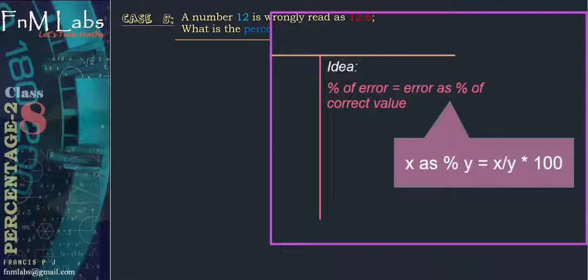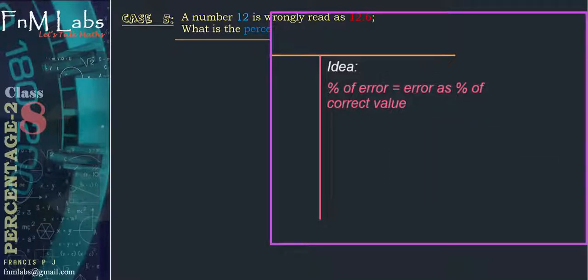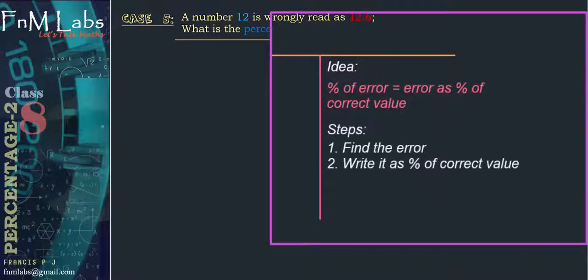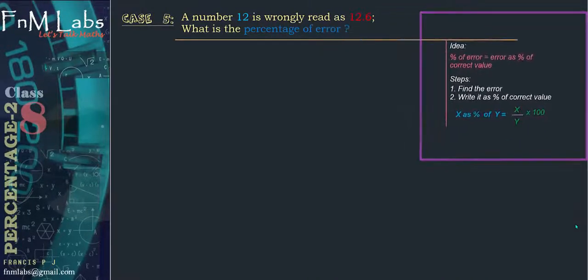So we have seen this, x as percentage of y. So we know how to find x as percentage of y, which is x by y times 100. So the steps we do for this are, 1, we need to find the error, and second, we need to write the error as percentage of correct value. So first aim is to find the error.